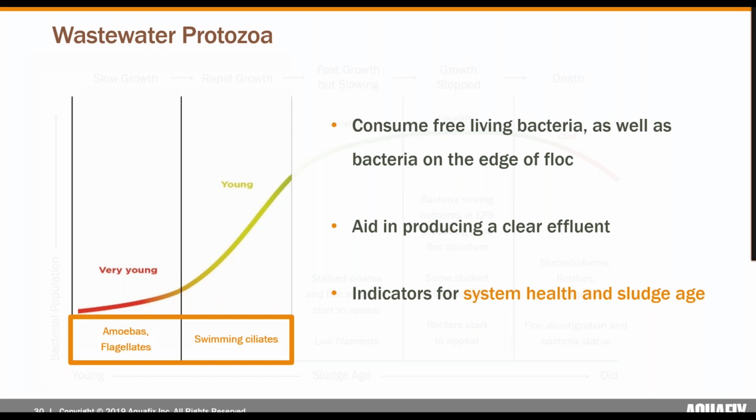Now looking at protozoa specifically, we see that protozoa are primarily consuming free-living bacteria as well as bacteria located on the edge of floc. Through this process, protozoa are able to help produce a clearer effluent by facilitating strong floc structure through floc grazing, as well as clearing the bulk liquid of free bacteria. The presence of protozoans within a wastewater system is also a strong indicator for sludge age, as I said earlier, and overall health. So I want to start here and look at some of the protozoa that are associated with young sludge age and what they mean.